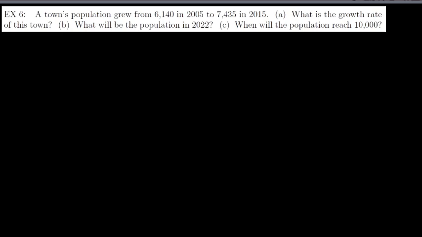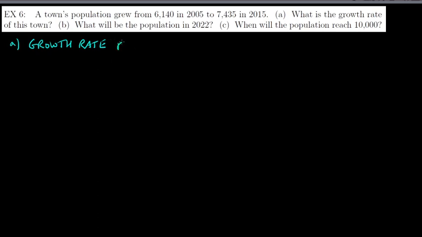Okay, so we have a town's population grew from 6,140 people in 2005 to 7,435 people in 2015. Part A, what is the growth rate? So for part A, we just want the growth rate. So what do they mean by growth rate? Well, since you're growing, how fast are we growing? Not how many people a year, but by what percentage rate per year?